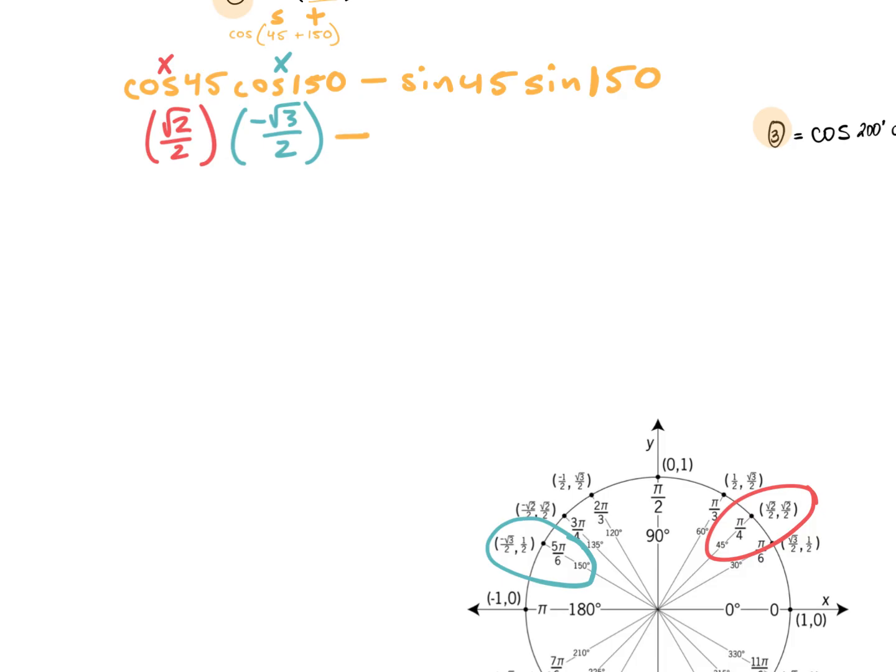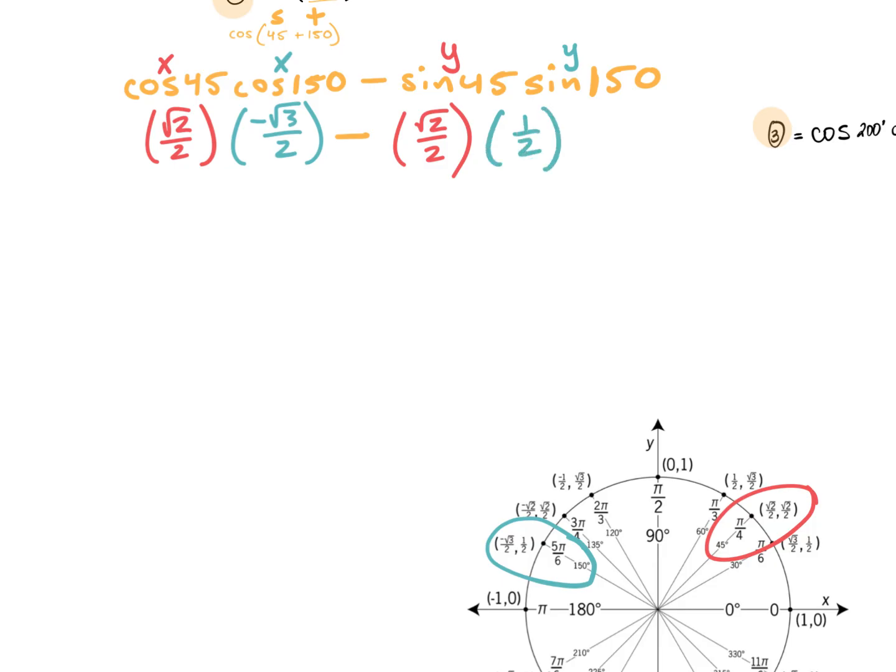Then minus, let's do the other side. Sine of 45. Sine tells us we look at what? The y value. What is our y value at 45 degrees? Square root 2 over 2. And then go to 150. Our sine, we look for the y value. What's our y value at 150? 1/2.